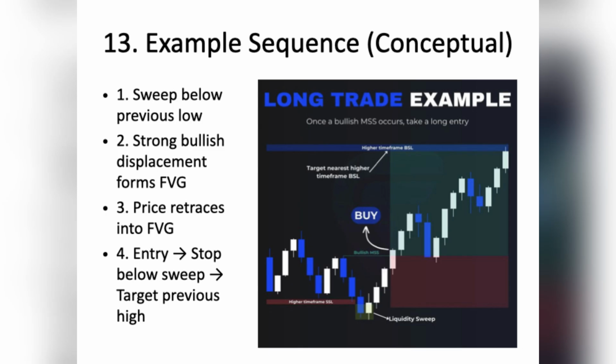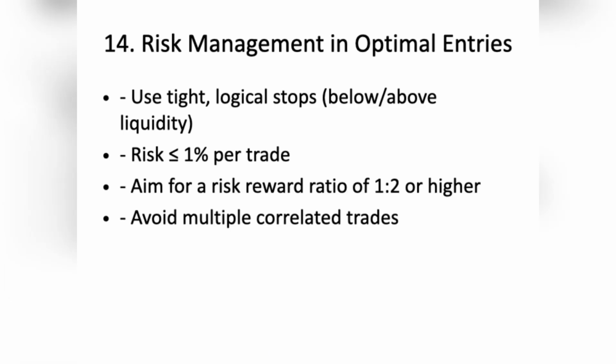Sweep: price sweeps liquidity below a previous low. Displacement and MSS: a strong bullish move upward creates an FVG and breaks a key swing high. Retrace: price pulls back into the FVG. Entry: you enter long, with a stop below the sweep low. And of course, manage your risk. Use tight, logical stops, risk no more than 1% per trade, and aim for a solid risk-to-reward ratio.